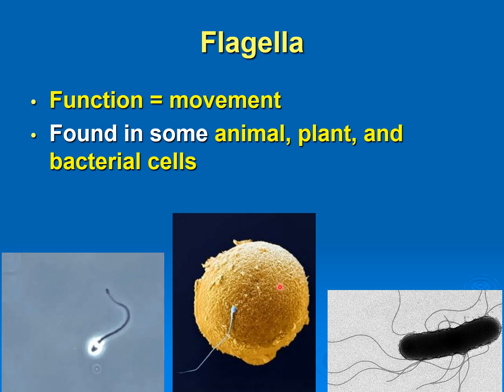And I thought this was an interesting picture here. You can actually see a human egg cell, and here's the sperm cell before it enters and fertilizes the egg, but you can see there's a huge difference in size between the human egg and the human sperm cells. And then over here on the bottom right, this is a bacterial cell, and sometimes the bacteria will have multiple flagella coming out from the cell.